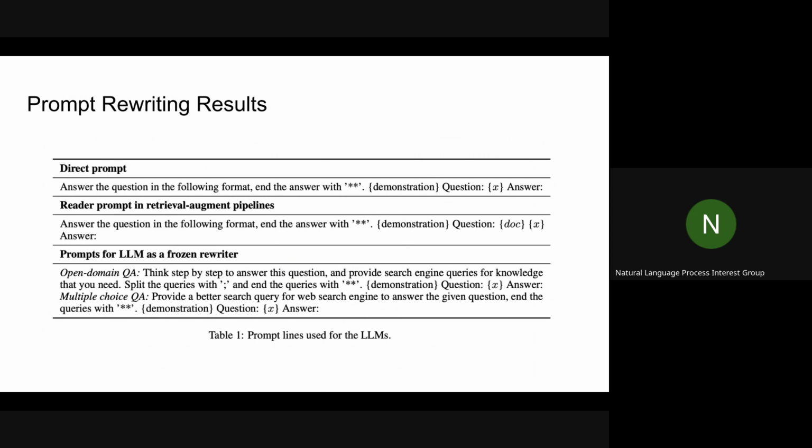And I think this is an example of what this really entails. You can see the direct prompt is: answer the question in the following format, and the answer with 2 stars. And then the reader prompt in Retrieval-Augmented pipelines. This one is the direct prompt, there's no actual data. Here they add some retrieved documents. And then the prompt for the LLM as a frozen rewriter says: think step by step to answer this question and provide search engine queries for knowledge that you need. Split the queries with a semicolon and end the queries with 2 stars. Provide a better search query for the web search engine. Essentially, this just shows how it's rewriting.